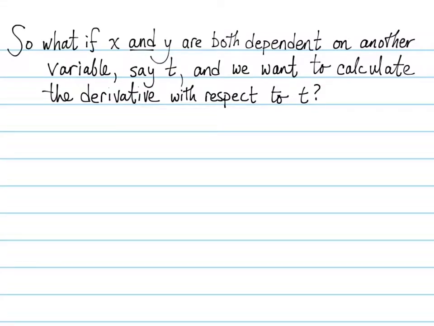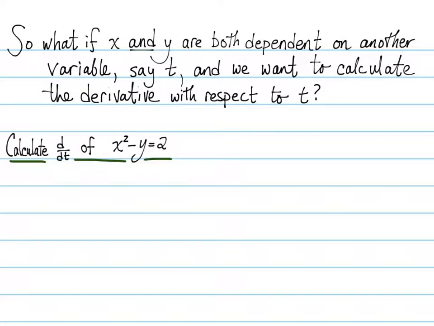So suppose we have a function that has both x's and y's, or any number of variables in it, and we have another variable, t, like time. That x might be changing and y might be changing, both not based on each other, but instead based on a third variable, time. And suppose we wanted to take the derivatives with respect to t. As an example, let's calculate d/dt of x squared minus y equals 2.